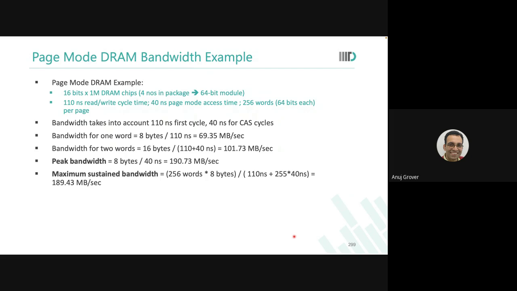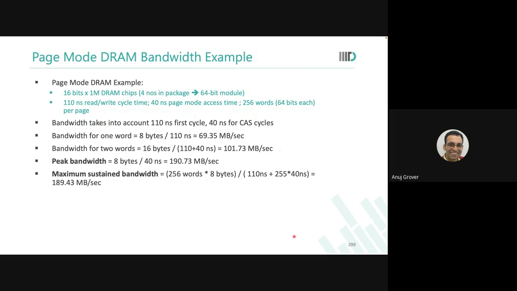So this is about how do we increase the bandwidth or how do we estimate the bandwidth of a DRAM. We said that we have a 16 bits DRAM. Each block is 1 megabit and I have 16 such blocks. So it becomes a 16 megabit DRAM. And I have 4 such packages, 4 such dies placed next to each other. So overall my DRAM chip has 64 bits as output.